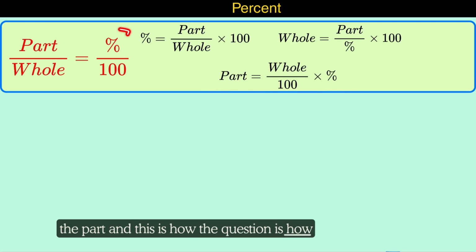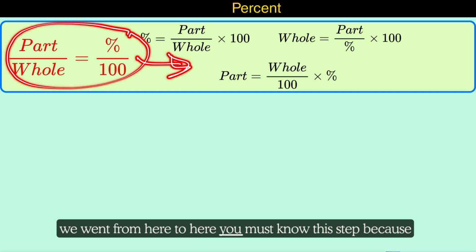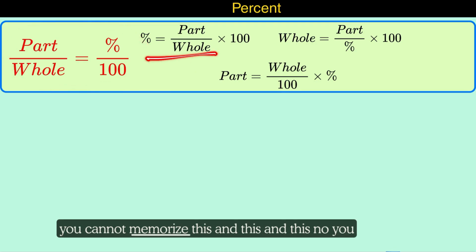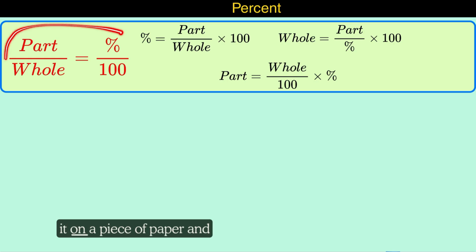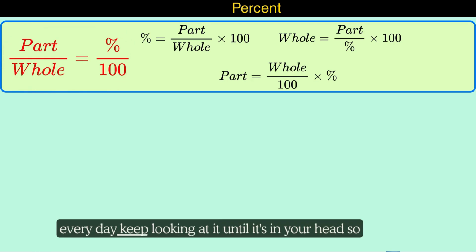The question is how we went from here to here. You must know this step. Because if you cannot memorize this and this and this, no, you have to memorize only this, or write it on a piece of paper and every day keep looking at it until it's in your head.